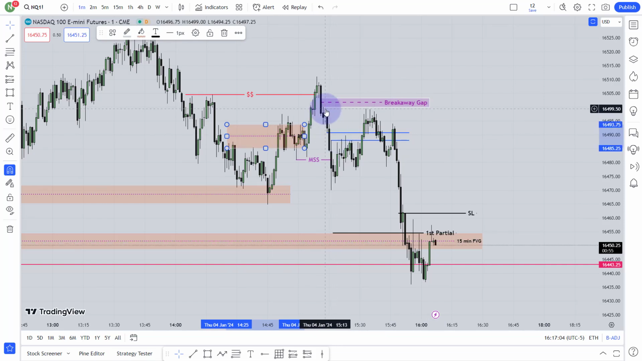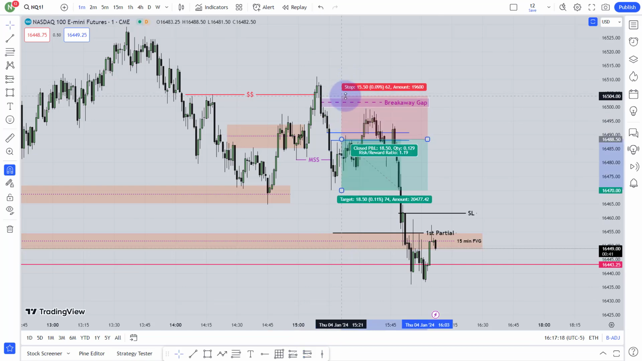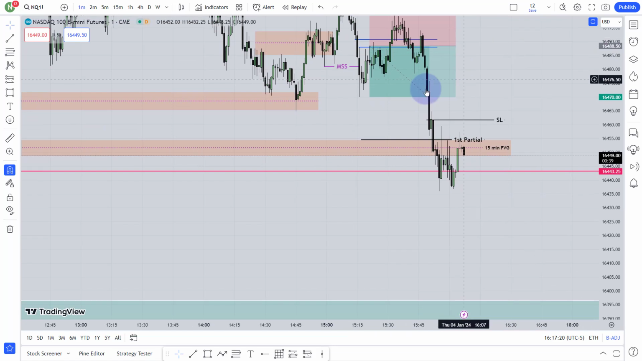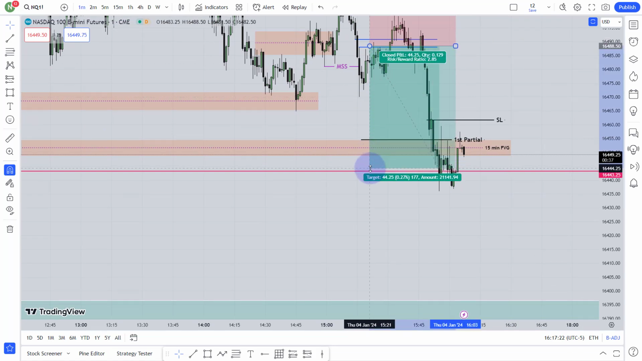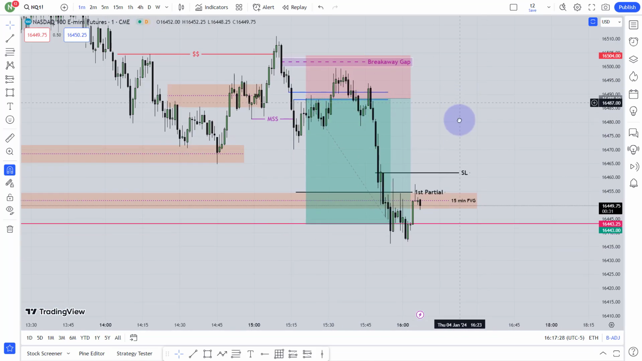I will take my sell at this fair value gap and I will cover the 50% or the whole breakaway gap. I will take my entry over there and my stop loss will be above here, above the breakaway gap. Where will I target? I will target this obvious sell side liquidity from the 1 minute chart. So that should be the entry.